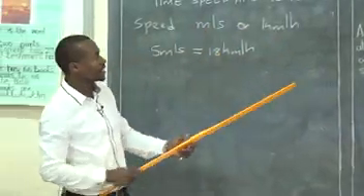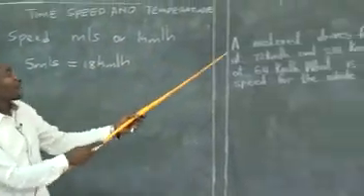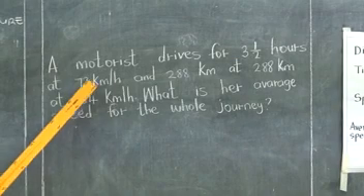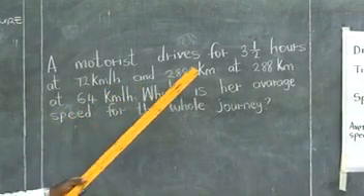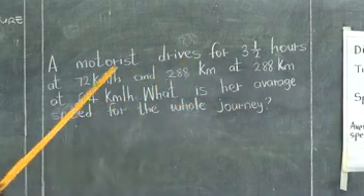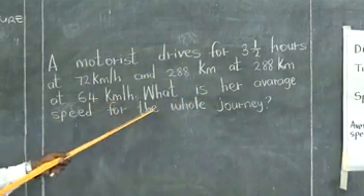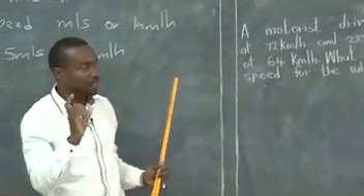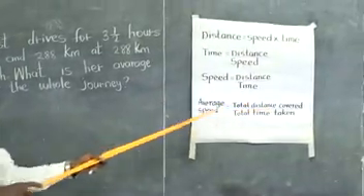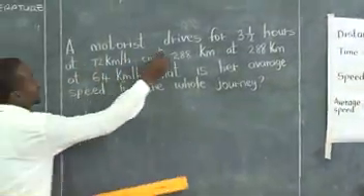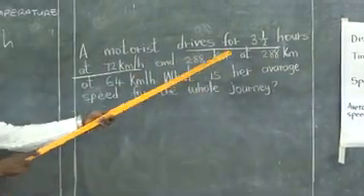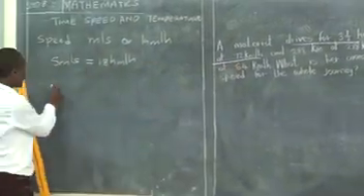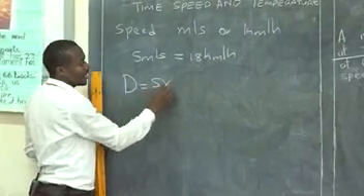I have a very good example here. Let us read through. A motorist drives for 3.5 hours at 72 kilometers per hour and 288 kilometers at 64 kilometers per hour. What is her average speed for the whole journey? We have said average speed equals total distance covered over total time taken. So in the first place, we have time and speed, and we are supposed to get distance. We know distance equals speed times time.